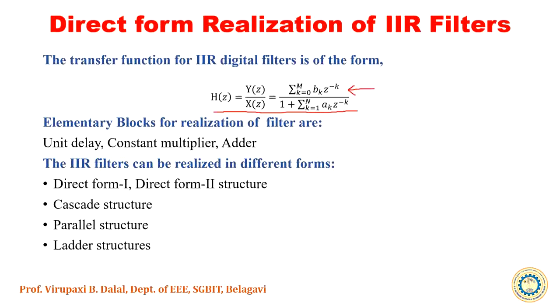Here the numerator part indicates zeros of the transfer function and the denominator part indicates poles of the transfer function. To realize the filters, the basic blocks required are unit delay, constant multiplier and adder. IIR filters can be realized in different forms, that is direct form 1, direct form 2 structure, cascade structure, parallel structure and ladder structure.